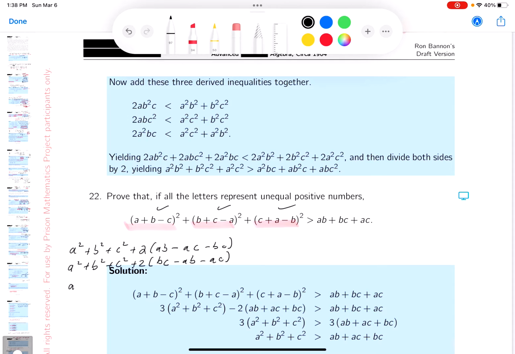You still get A squared plus B squared plus C squared plus 2. What are you going to get? Let's take a look at this. You're going to get AC, and then what? Let's see. AC minus BC. And then what are you going to get? Minus AB, right? And that's the left side.